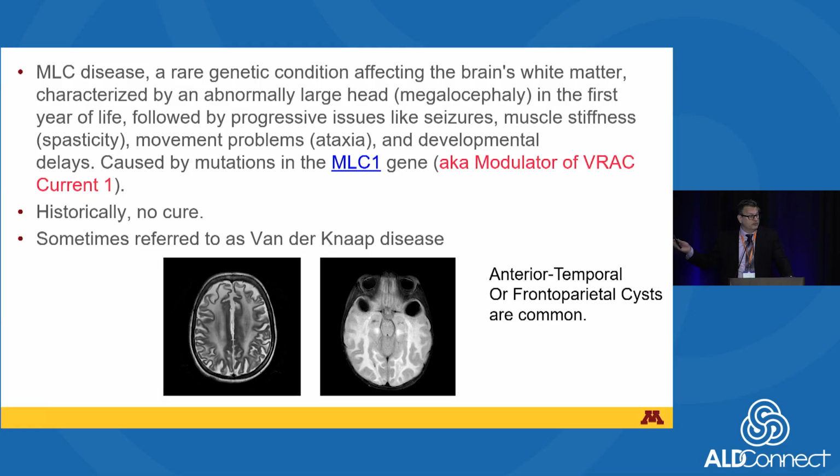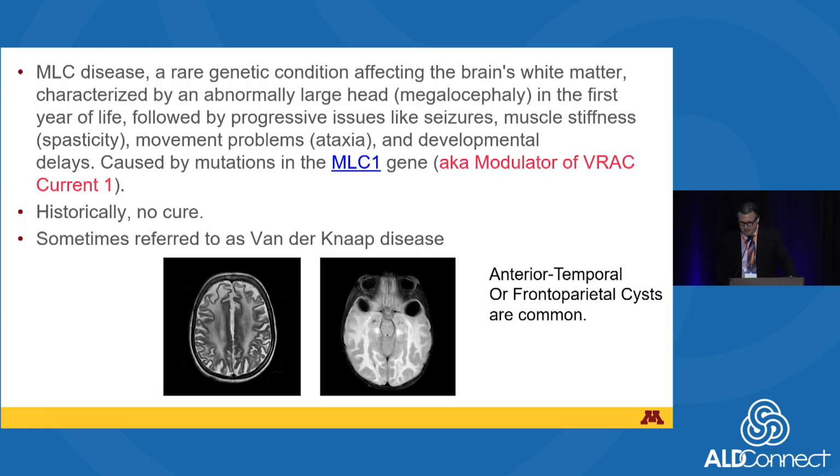Sometimes it's also referred to as van der Knaap disease, but there are so many van der Knaap diseases, I can't keep them straight. So these are the MRIs for the kids, so bad white matter. Some of these kids get cysts up here, anterior horn cysts. I've actually seen a couple of kids with this disease in my clinic. They want to talk about transplant, but transplant really doesn't play a role in this disease, and that's usually what I have to tell families.